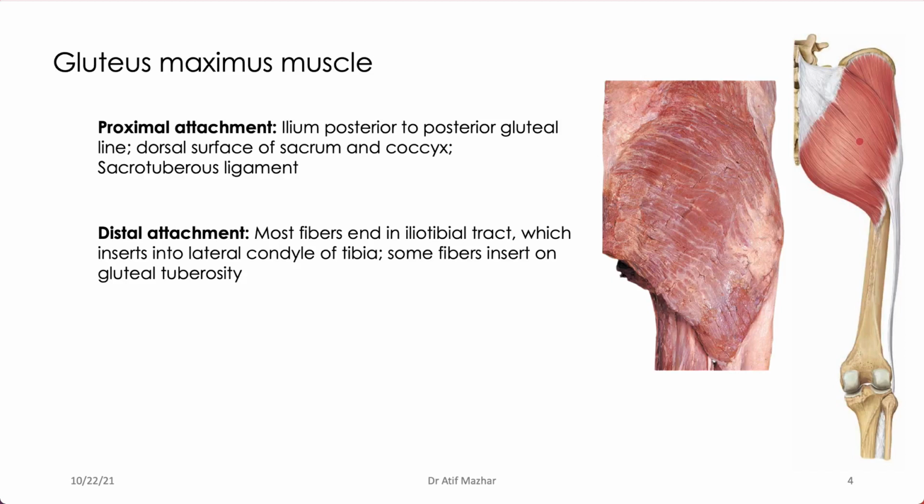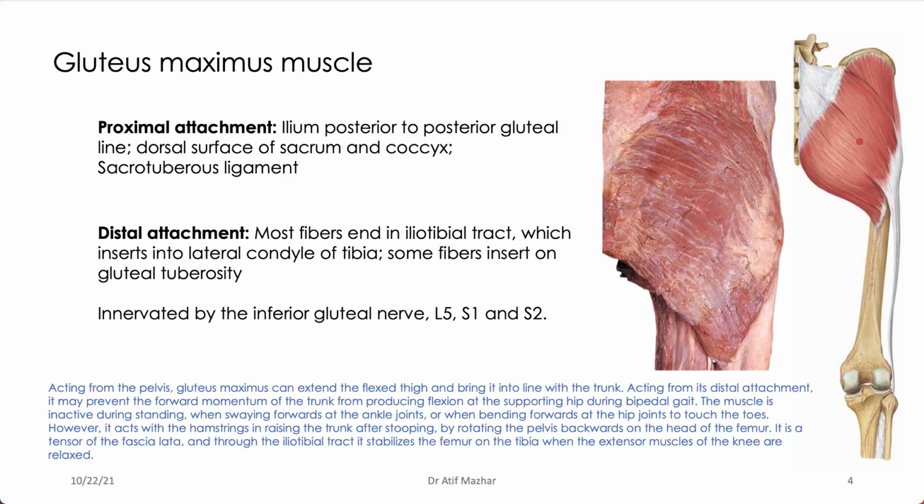But the three-quarters, a big majority of this muscle, is contributing to this very strong band, which is known as the iliotibial tract, and one of the stabilizing factors for my knee joint. This muscle is innervated by the inferior gluteal nerve, and this inferior gluteal nerve is a branch from my sacral plexus. And then the actions, worth knowing, worth remembering, let me read it for you.